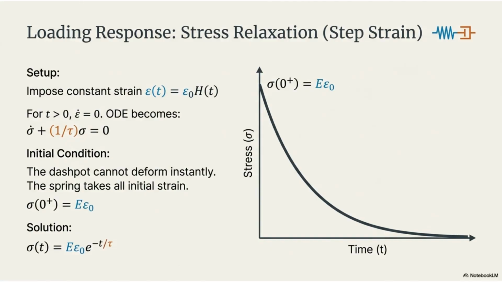In a stress relaxation test, a constant strain is applied. Due to the dashpot's inability to deform instantly, the spring takes all the initial strain. The stress then decays exponentially over time.